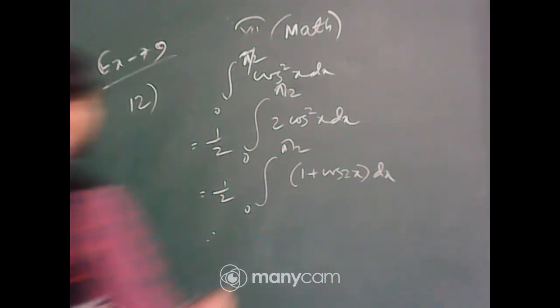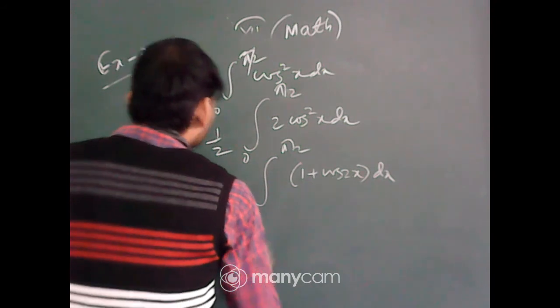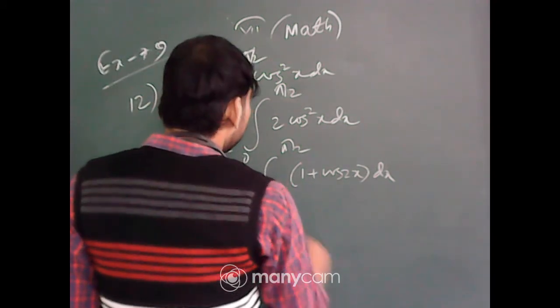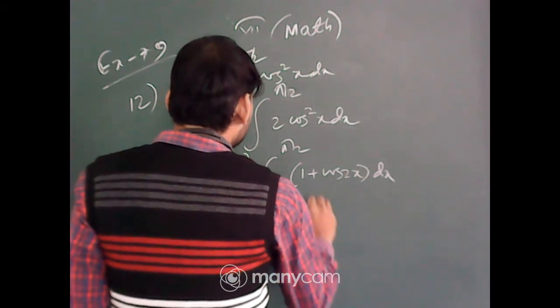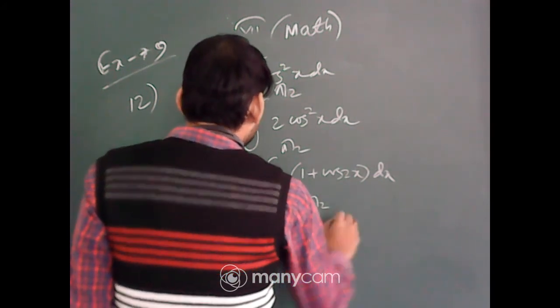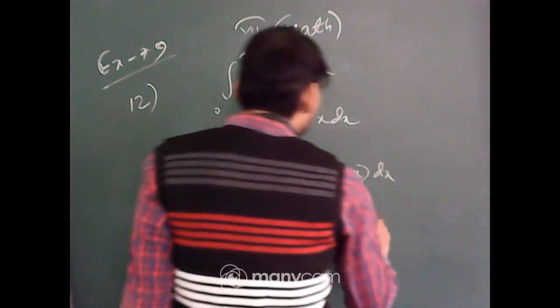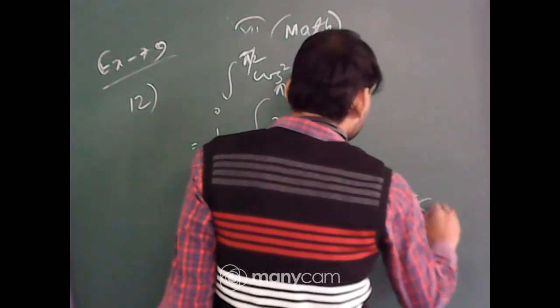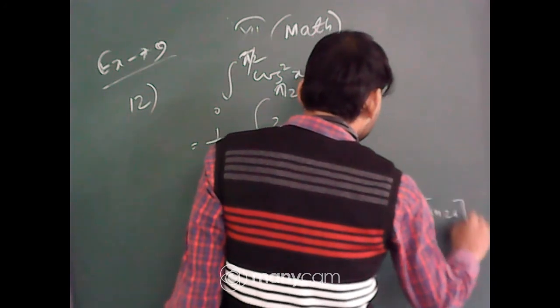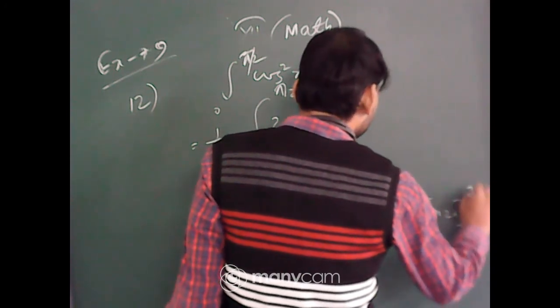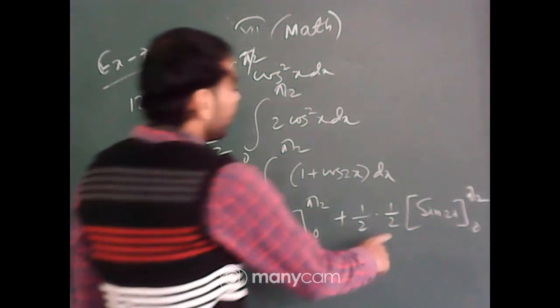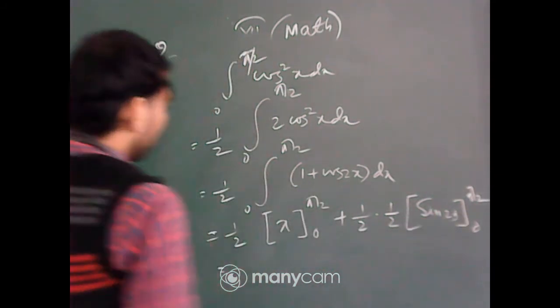Now, it will be 1 by 2 integration of dx, that is x, with the limits 0 to pi by 2, plus 1 by 2 into 1 by 2 sine 2x, with the limits 0 to pi by 2. This 1 by 2 is coming out for this one. There is a 2x. Okay.